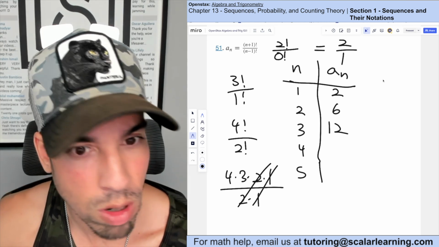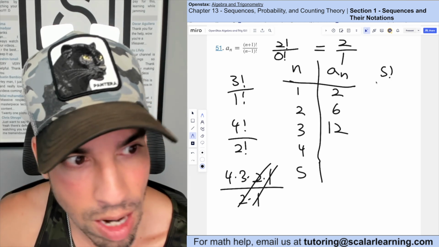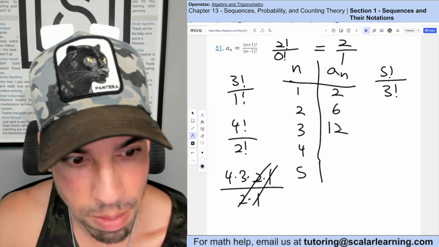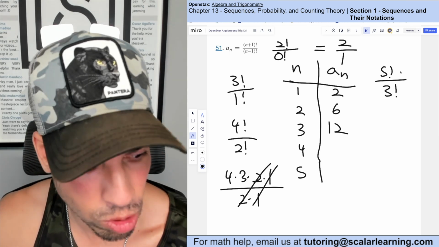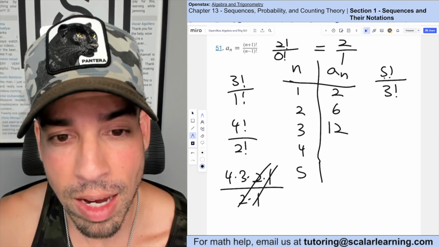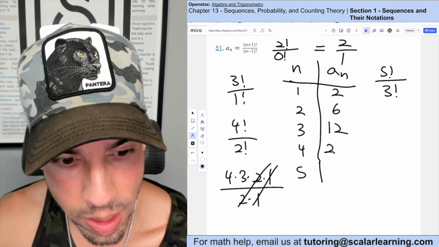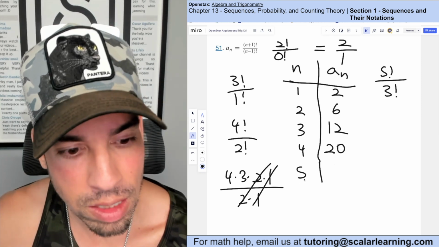Now plug in 4. We're going to get 5 factorial on the top, 3 factorial on the bottom. So again, the 5 times 4 is going to be left. 3 times 2 times 1 is going to cancel out. And that leaves us with 5 times 4, 20. Boom, done. Last but not least, 5 factorial.